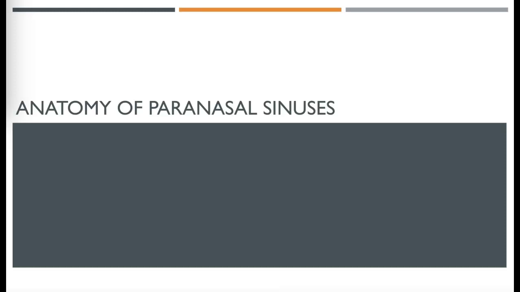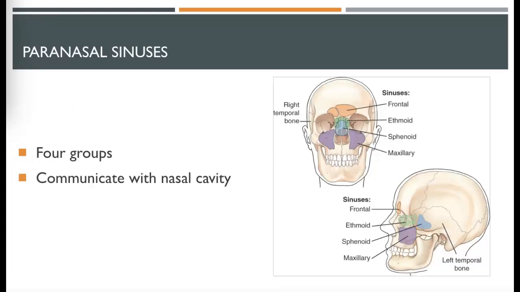Hi everybody, during this lecture we will be reviewing the anatomy of the paranasal sinuses. Alright, so the paranasal sinuses are large air-filled cavities. They're lined with mucous membranes and they're divided into four groups. We have the maxillary, the frontal, the ethmoid, and the sphenoid.